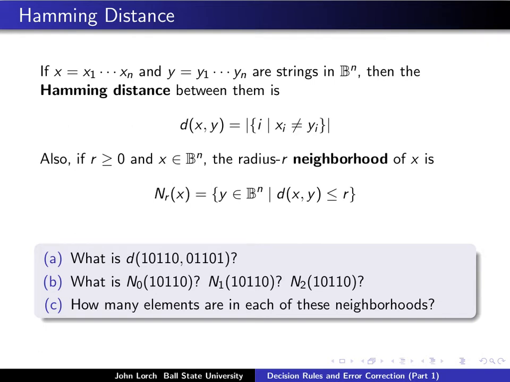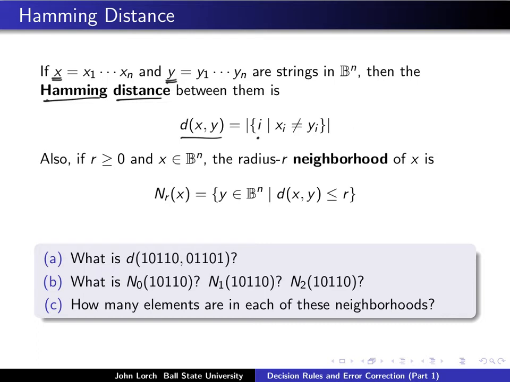So let's suppose we have a couple of strings, x and y, binary strings, both of length n. We can measure something called the Hamming distance between them. So to measure that distance, what we do is we just simply count the number of places where x and y differ.